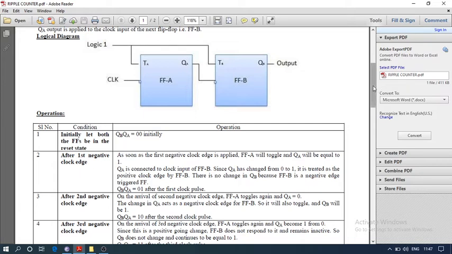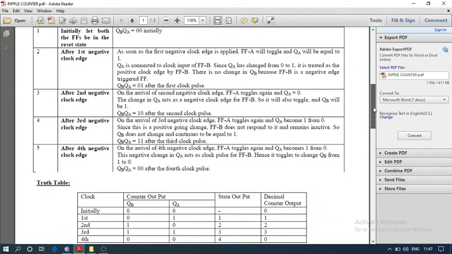After the second clock, what will happen? That is a toggle between the flip-flops, so 0 1 goes to 1 0. And on the arrival of the third negative clock edge, FFA toggles again and QA becomes 1 from 0. Since this is a positive going change, FFB will not change. So the value will be 1 1.